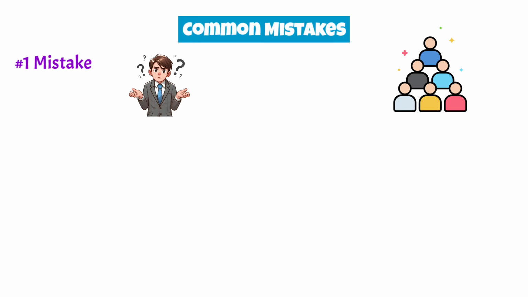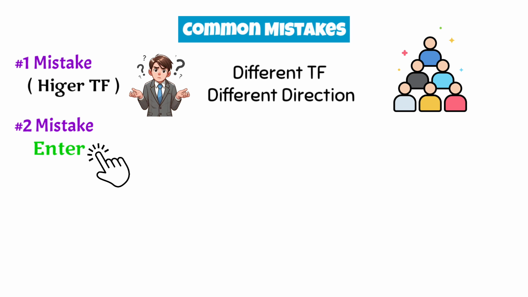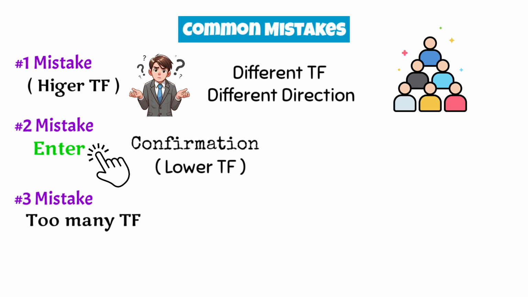Now let's look at some common mistakes that almost every beginner makes. The first mistake is getting confused when different time frames show different directions. Always give priority to the higher time frame for the overall market direction. The second mistake is entering a trade without waiting for confirmation on the lower time frame. Never enter a trade just because the price has reached a zone. Always wait for confirmation.